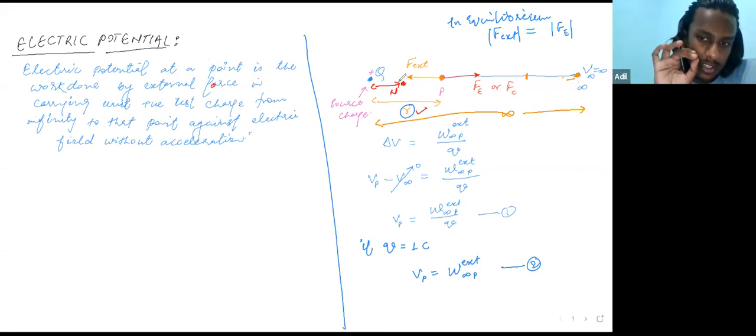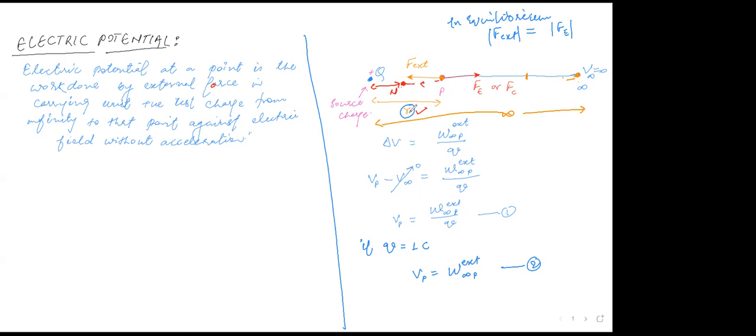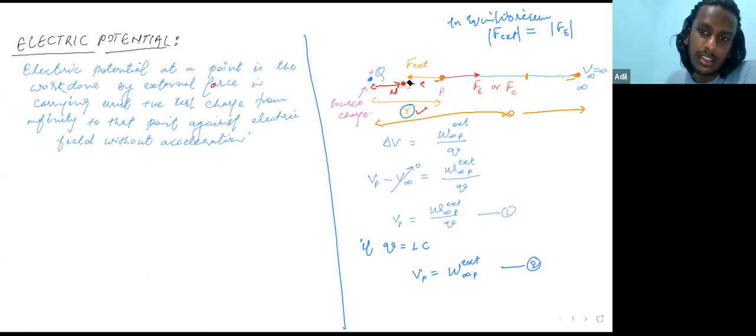Does your R decrease or increase if we transport this charge from P to N? Suppose we transport it. Will this position increase or decrease? It will be the same. No, it decreases. Remember, this position is measured from the source charge Q. This is your source charge. Are you clear or not?